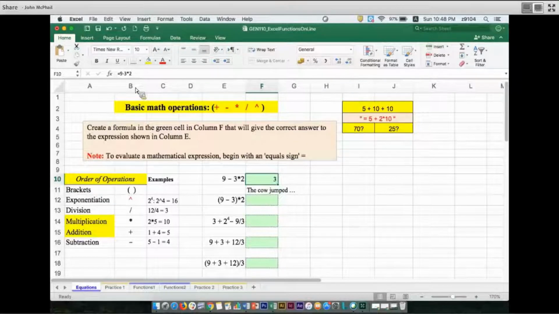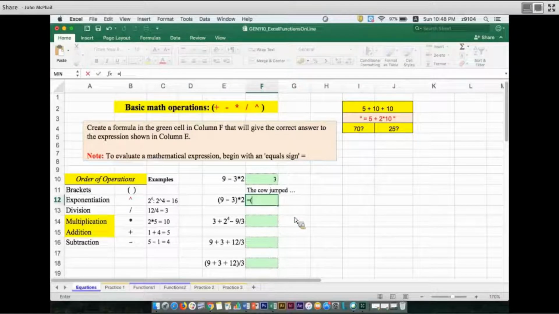The formula we entered, if you click on the cell, you can see the formula behind the number 3. 9 minus 3 times 2. 3 times 2 is done first, the multiplication. The subtraction is done second. If for some reason you want the subtraction to be done first, then you must put it in brackets. 9 minus 3 in brackets, times 2. This time you will get 12.